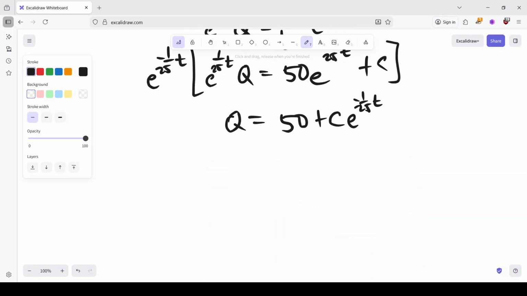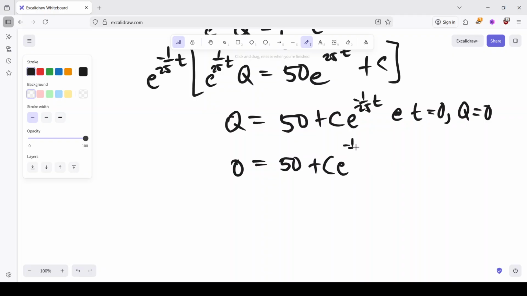Then, as mentioned earlier, the tank is full of fresh water at the start. So at time 0, the amount of salt in the tank is also 0. So 0 is equal to 50 plus c e raised to negative 1 over 25 times 0. This e term will be equal to 1, so c is now equal to negative 50.